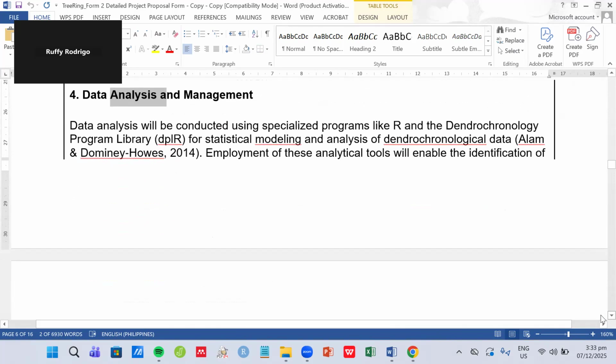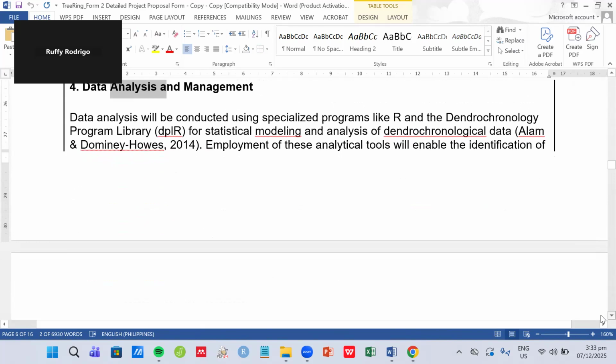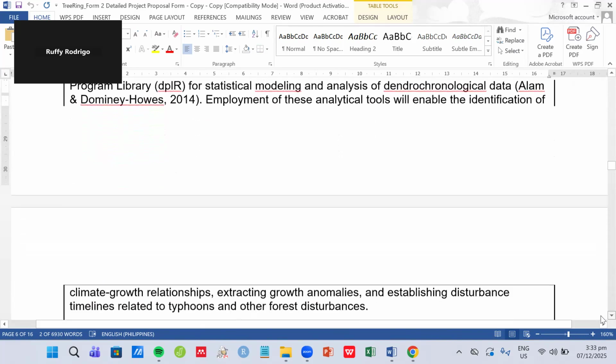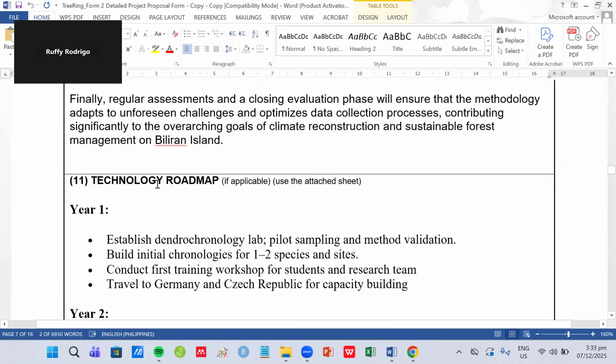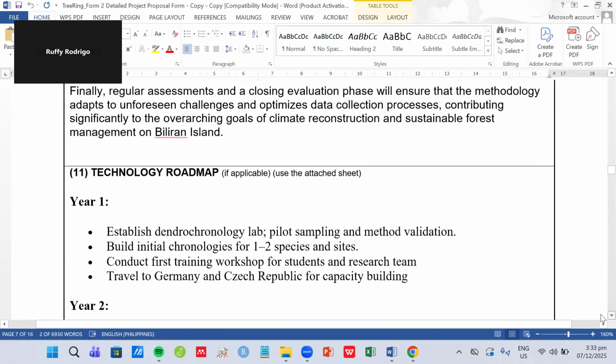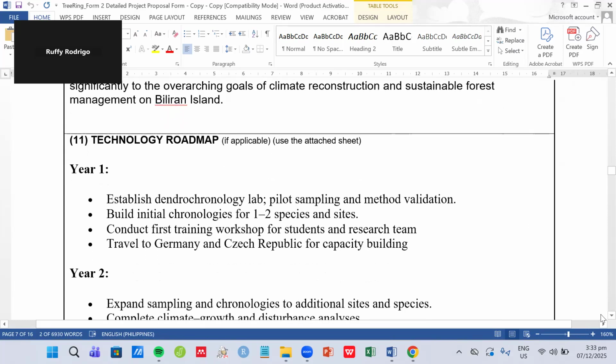You can have your own way of writing this methodology, but I would say it's better to write it in at least 2 to 3 subheadings so that the evaluators again will not get bored and will be interested in reading further your proposal. A technology roadmap is just, it's applicable. I usually just write it there, like how you see your projects.